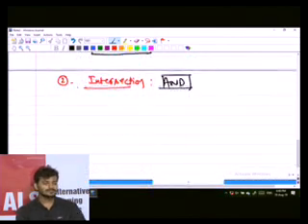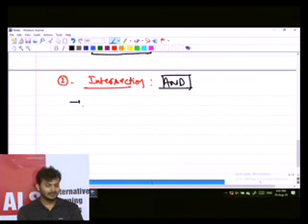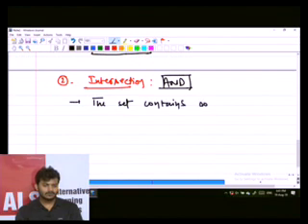Alright, so next is intersection. Now what is intersection, bachcho? Intersection is basically the intersection of two sets. The intersection set contains only common elements to both.